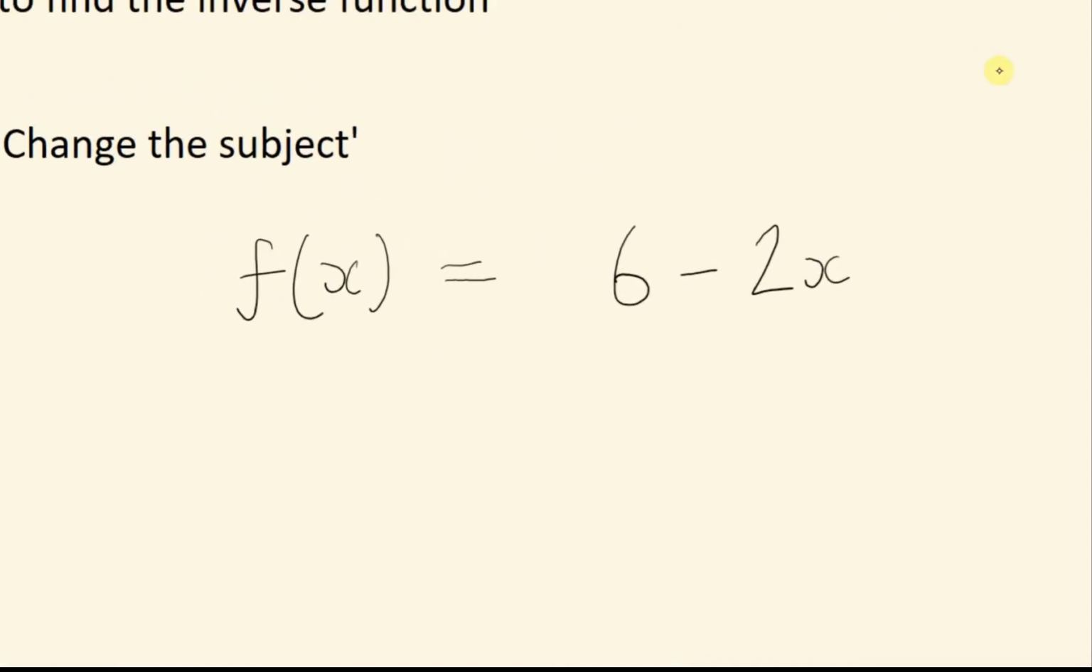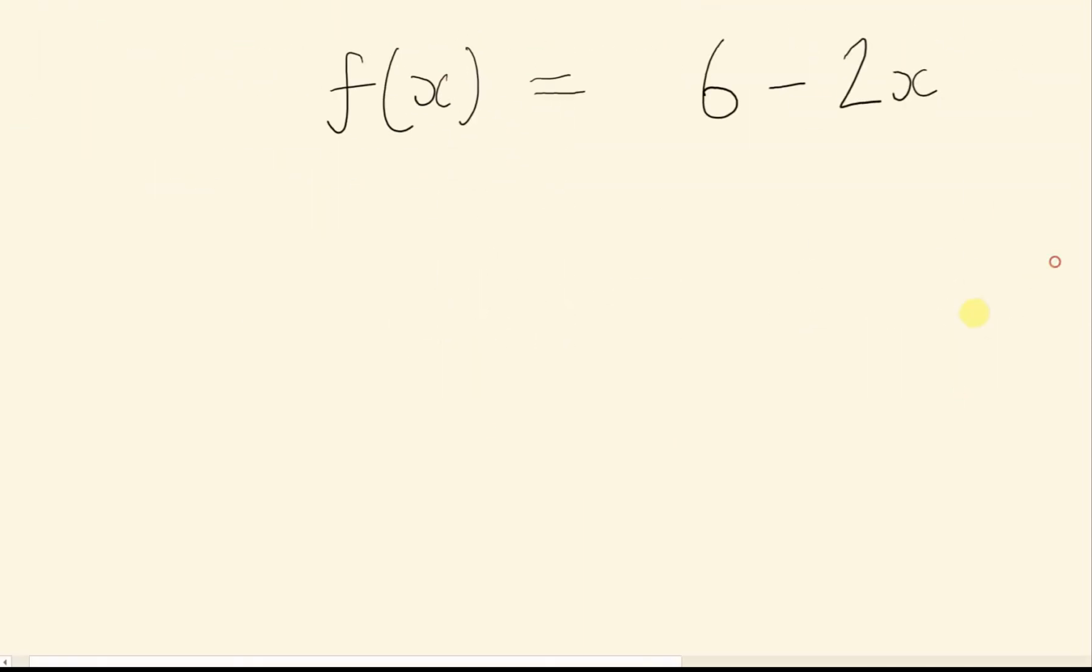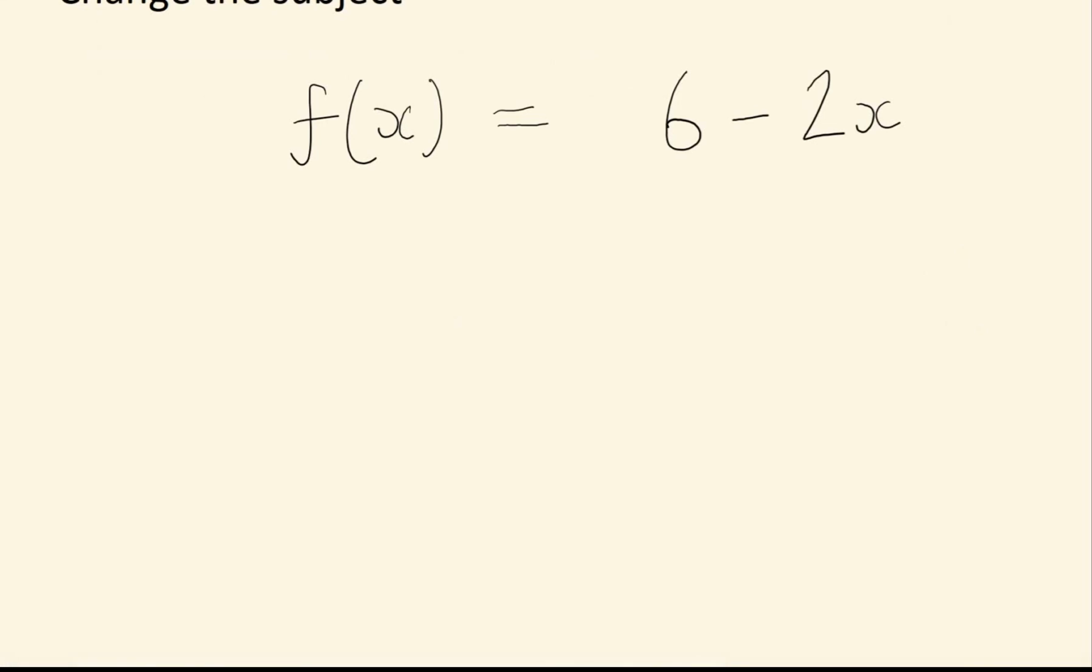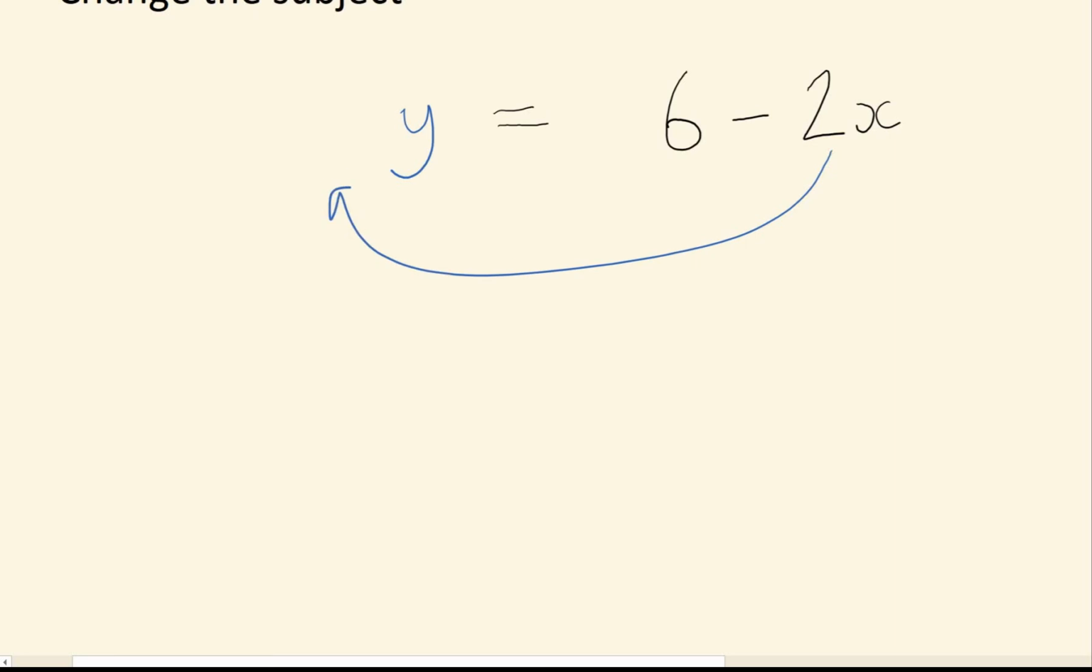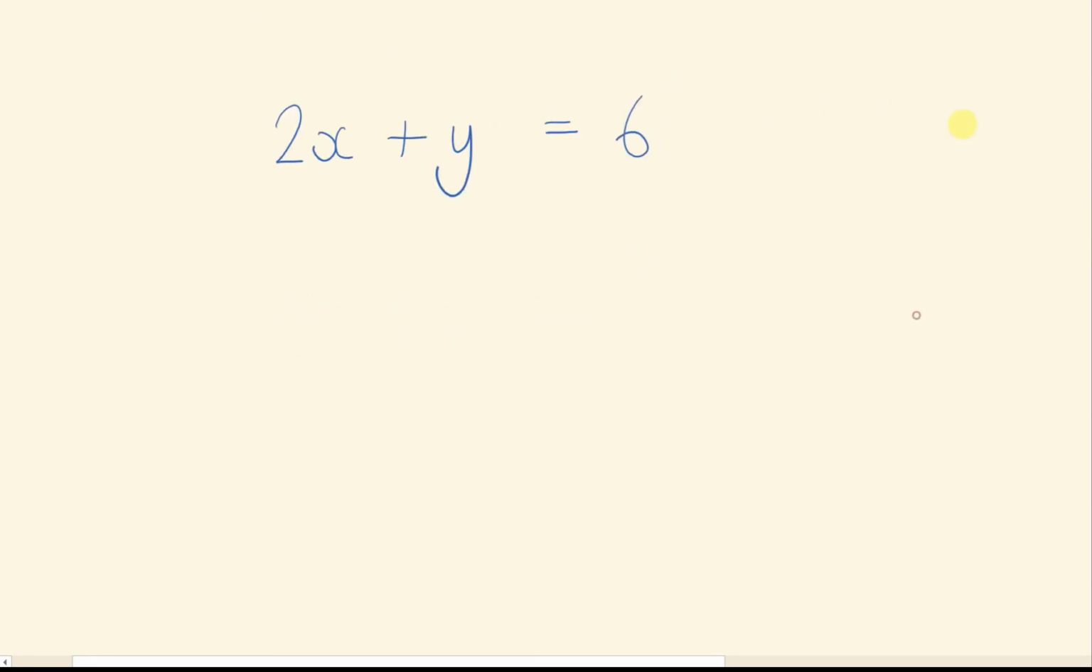Okay, so just one more example to go through here. And this function works a bit differently. So again, first step, rather than write f of x, we can write a y. We then want to make x the subject. Again, how I solved it earlier, the first step, probably to make life easier, is taking this 2x across to the other side. So opposite of minus 2x is plus 2x. So we now have 2x plus y equals 6.